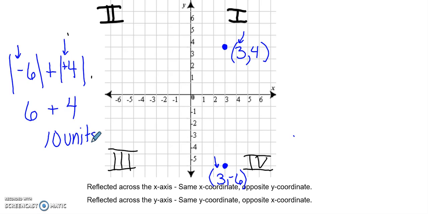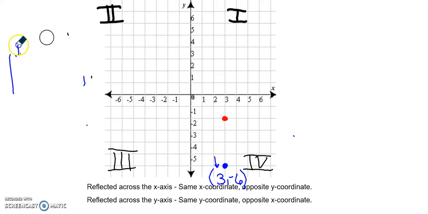I'm going to change this one a little bit, and I'm going to say, what's the distance between this point and the red point? Erasing this one and erasing this. I now have another example problem. I want to find the distance between the red point. The red point is at 3, -2.